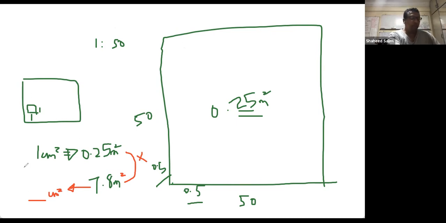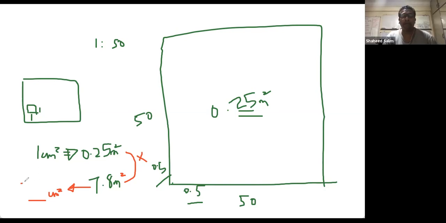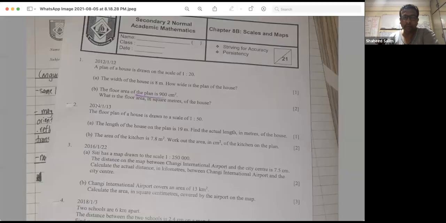But you got to be able to do this independently lah. Let me see. 7.8 you divide by 0.25. What do you get? 31.2. So say 1 times 31.2, you get 31.2 lah. Finish. So you must differentiate between length and area. Area you got to times itself. Are you okay? Okay.